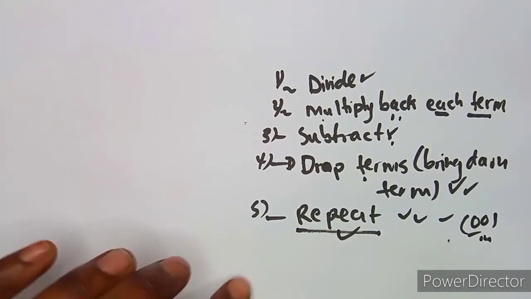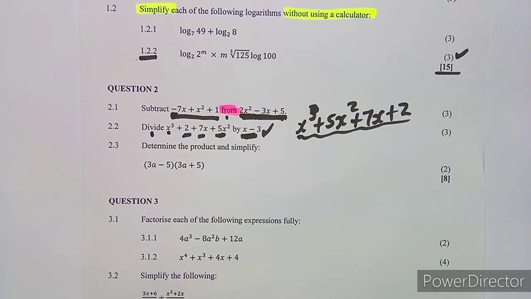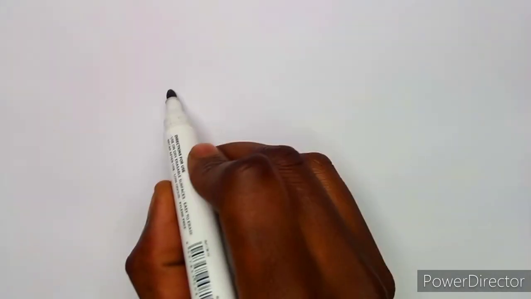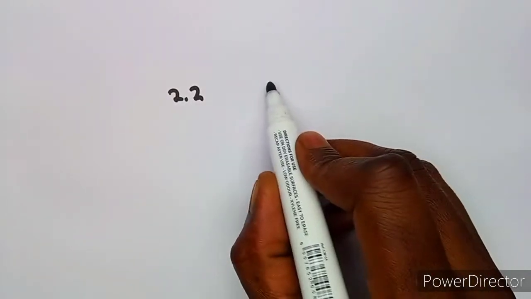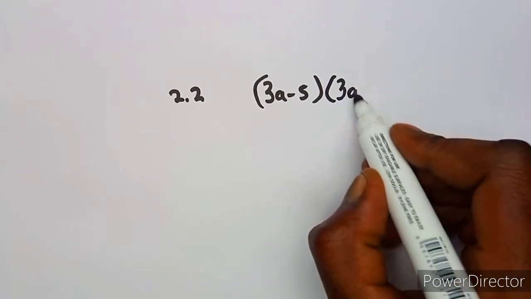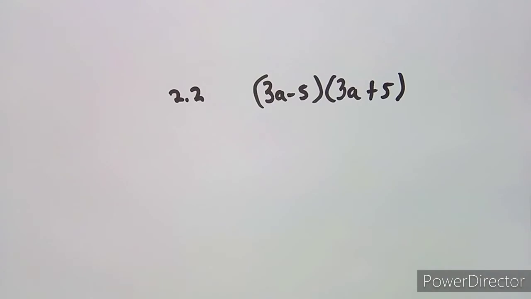But the stages which are important, these ones. Okay, then determine the product and simplify. So the question is the product. So the product is just expanding brackets there. All right, so that is the product, guys, to multiply the 3a minus 5 into 3a plus 5. So someone can actually recognize that this is a difference of two squares, but let's say you didn't manage to find that, you have to multiply.